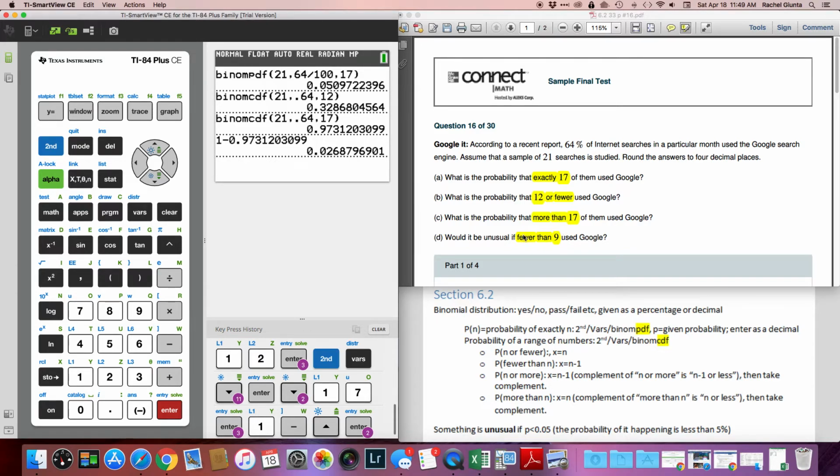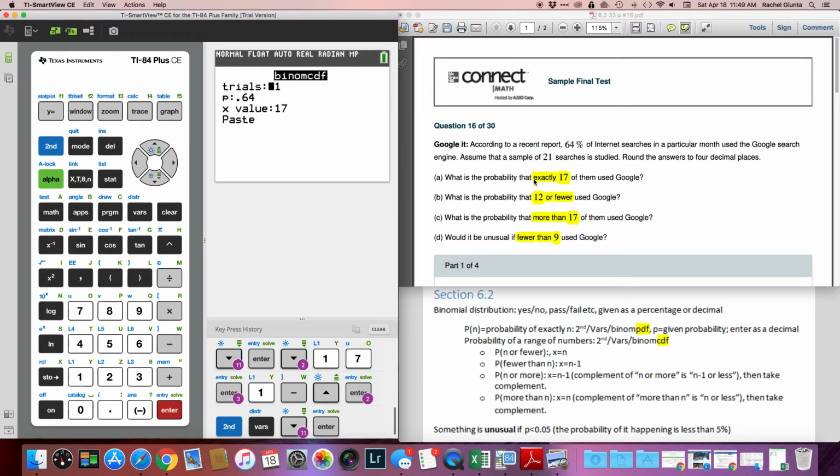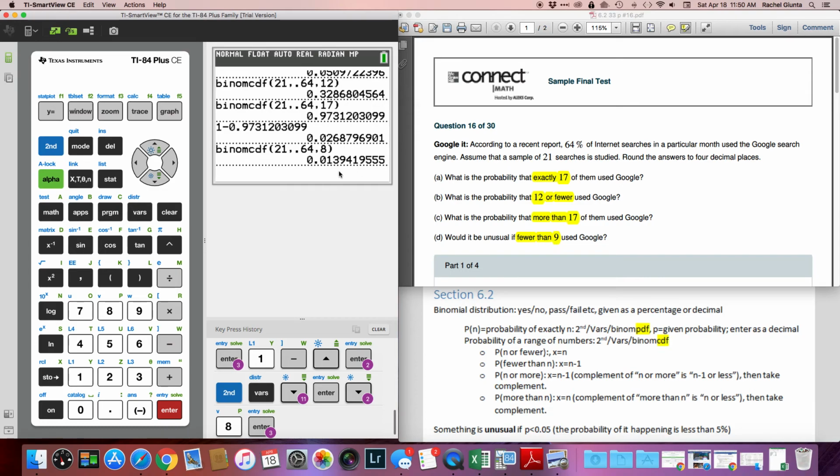And the last one we have is fewer than 9. So notice that that wording is different from 12 or fewer. So we'll have to do one different step here. So we still go to second vars and binomial CDF. Binomial, not normal. Binomial CDF. Trials 21, P 0.64. But for our X value now, because we have fewer than 9, and that's the second bullet here, fewer than 9 means our X value, we have to reduce it by 1. So instead of putting 9 in here, we have to put 8. And because it's a fewer than, not a more than, then this is directly our answer now. We don't have to subtract that from 1.